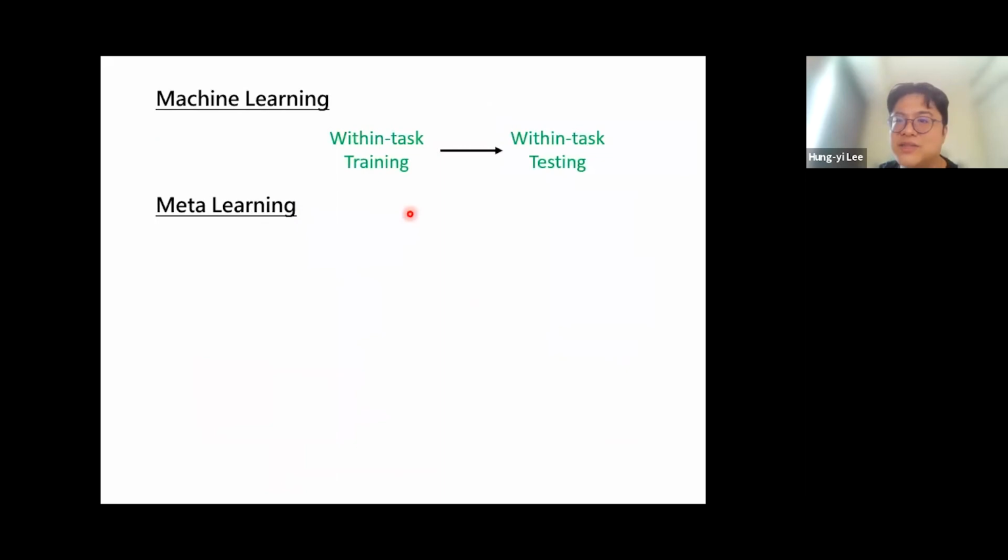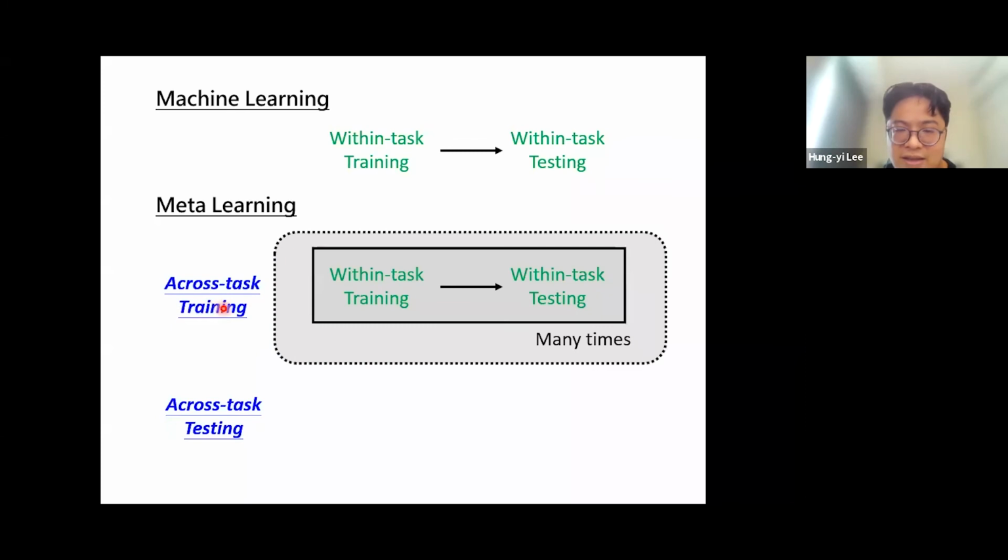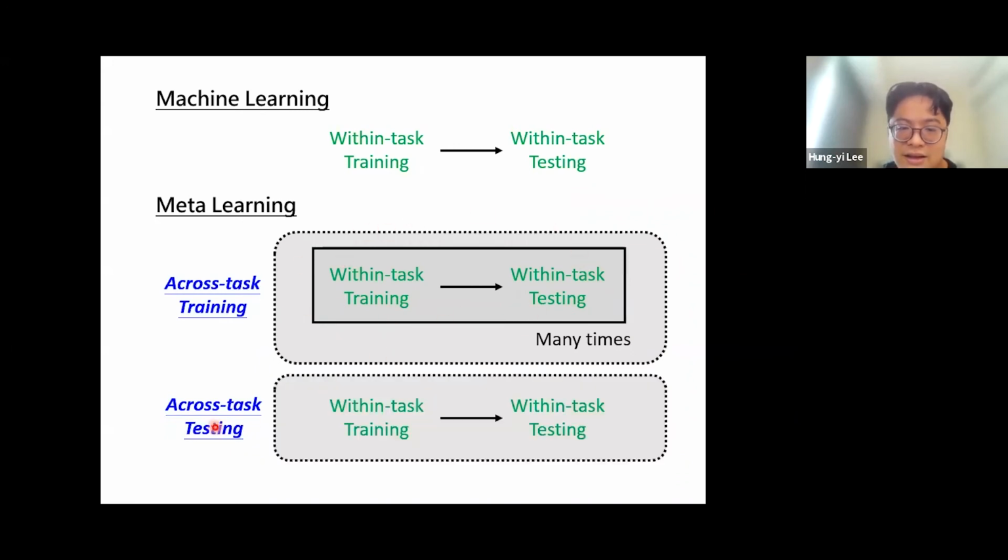So in typical machine learning, you do within task training once and within task testing once. In the whole scenario of meta learning, you do a cross-task training, and in a cross-task training, you will do within task training and within task testing repeatedly. You will repeat this process many times. Then you have to do a cross-task testing. In the cross-task testing, you do within task training once and within task testing once. So this is meta learning, much more sophisticated and computationally intensive than typical machine learning.